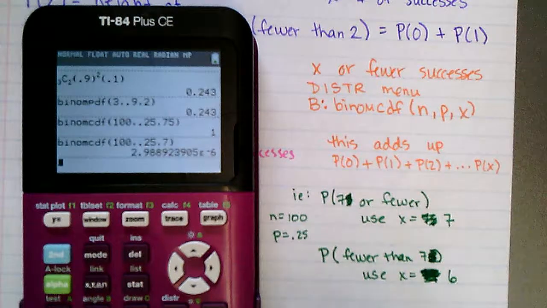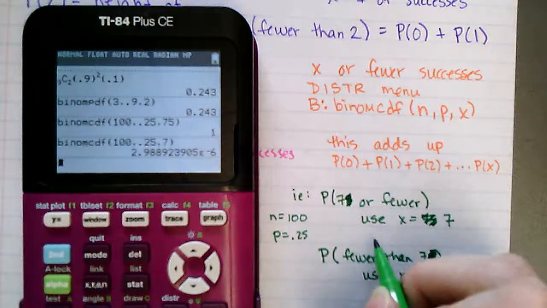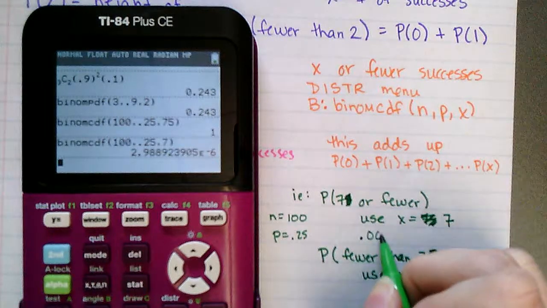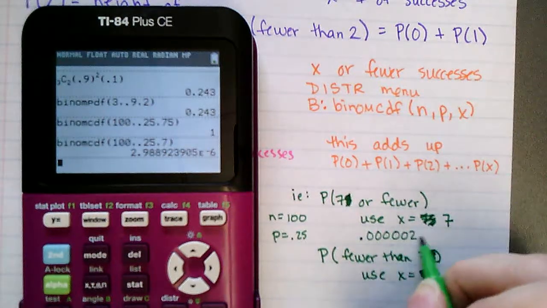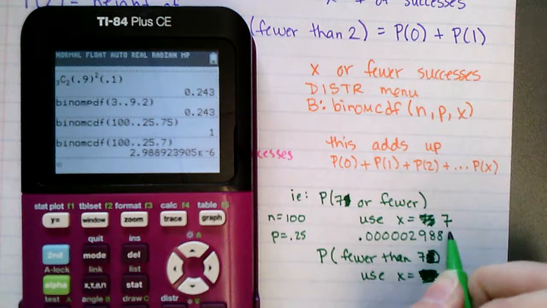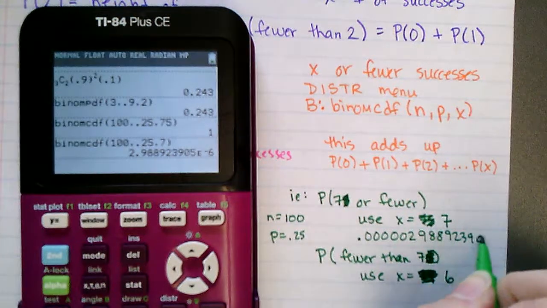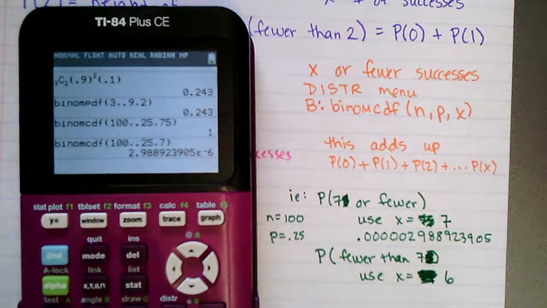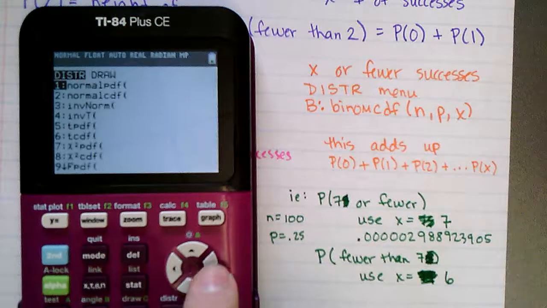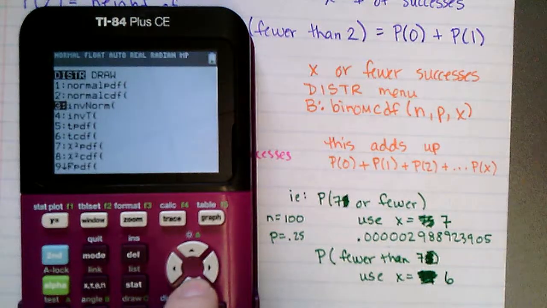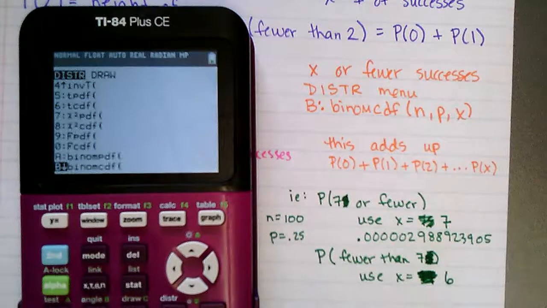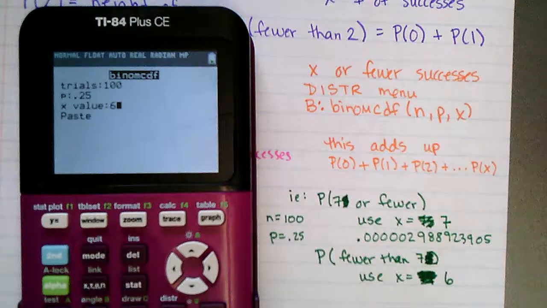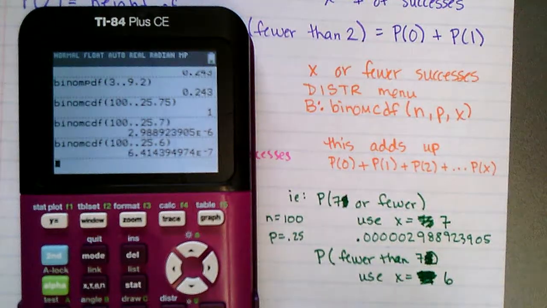Okay. Now that's a really small number. So it's 5 zeros, and then 29889239005. Now if I use x equals 6, arrow down to B, that's 6 zeros.